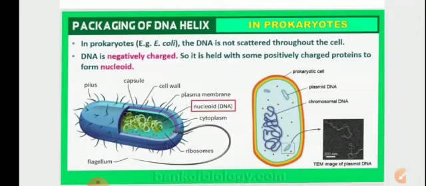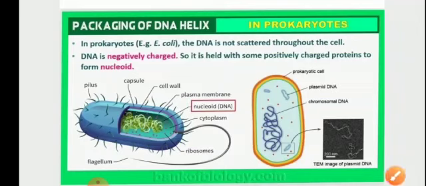In case of prokaryotes like E. coli, though they do not have a defined nucleus, the DNA is not scattered. The DNA is negatively charged and held with the help of some nucleoid associated proteins which have positive charge, and therefore they are referred to as nucleoid. The DNA in the nucleoid is organized in large loops held by the proteins, that is the NAP, nucleoid associated proteins.